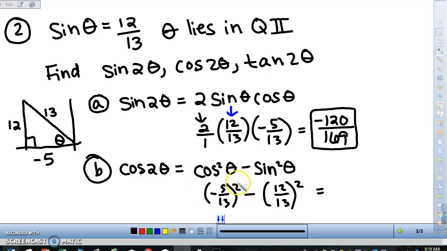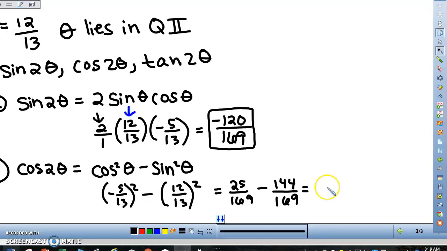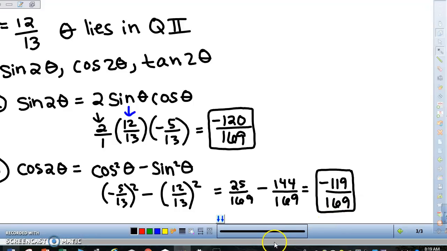Now when we're squaring a fraction, we're just going to square the numerator, and then we're going to square the denominator. So we have 25 over 169 minus 144 over 169. And using what we know about subtracting fractions, we've got a common denominator already, which is nice. And so we're just going to subtract across our numerators and keep our denominator the same. So the final answer for that one would be -119 over 169.